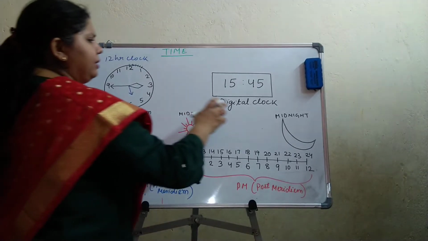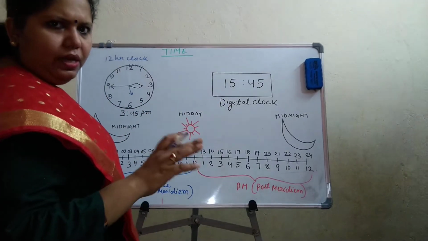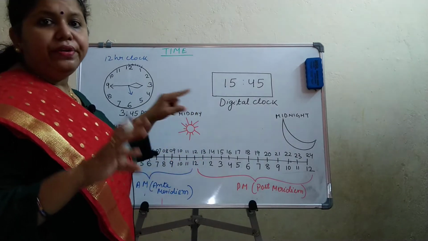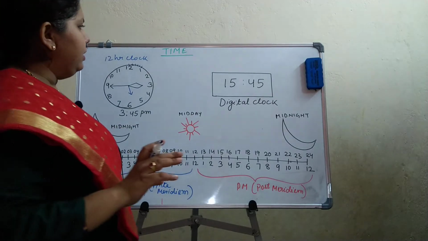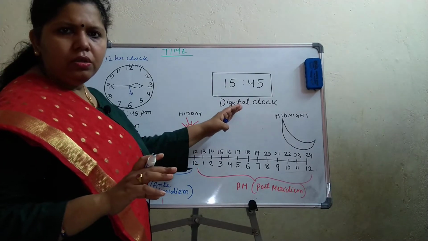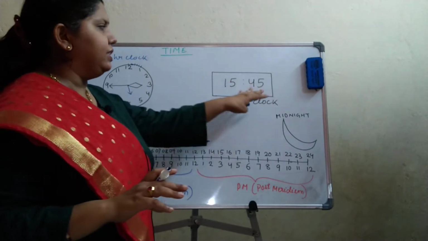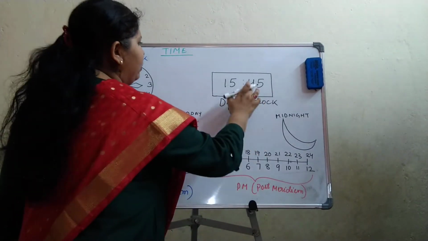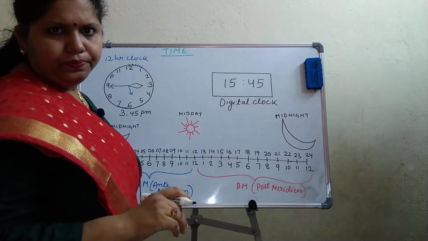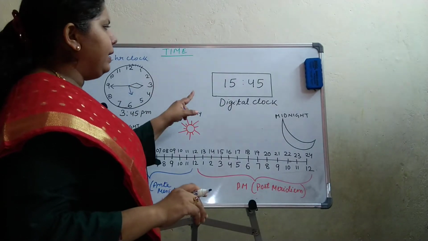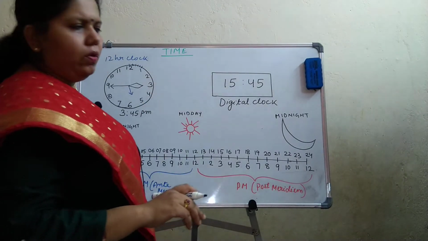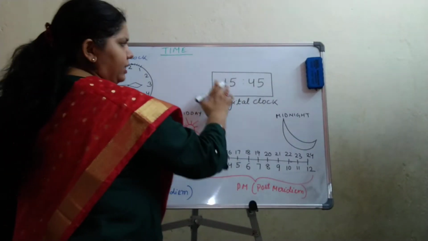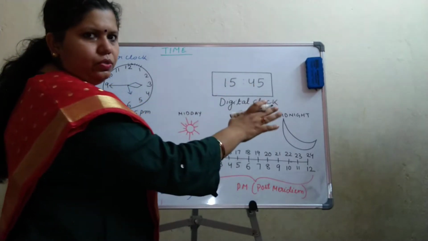Now we will come to another type of clock which you are using nowadays in homes. You will also find this clock in railway stations. This clock is called a digital clock, and it will show 4 digits. The first 2 digits will tell you the hour and the second 2 digits will tell you the minute. Why is it called a digital clock? First of all, it is showing only digits. There is no hand here, nothing. So it is a digital clock.